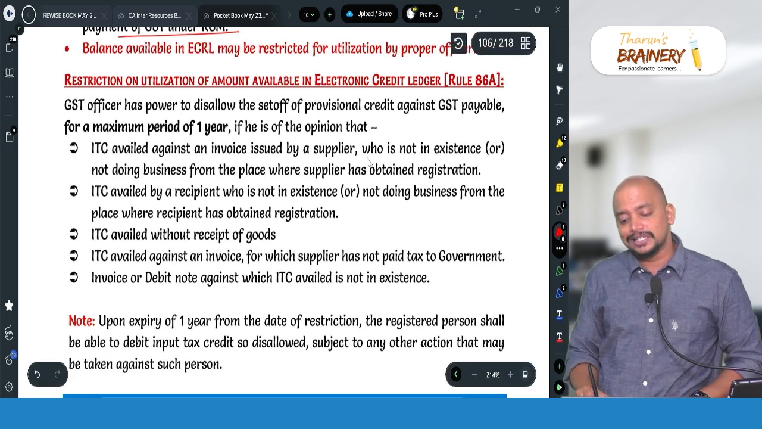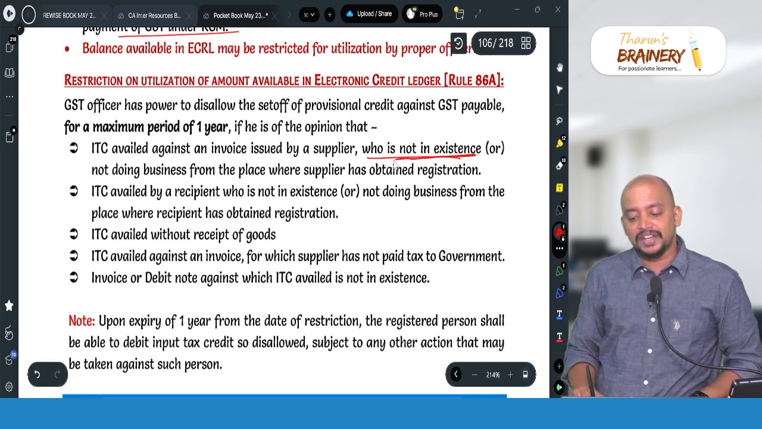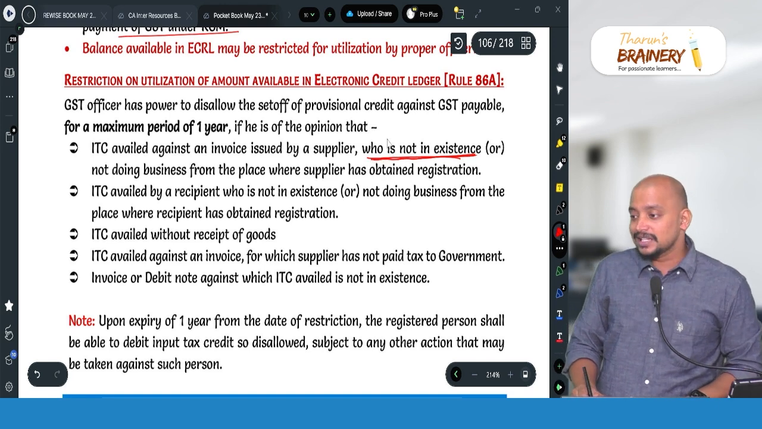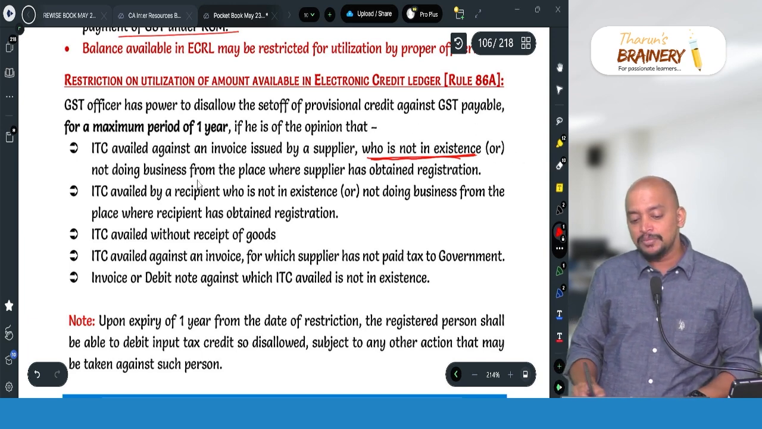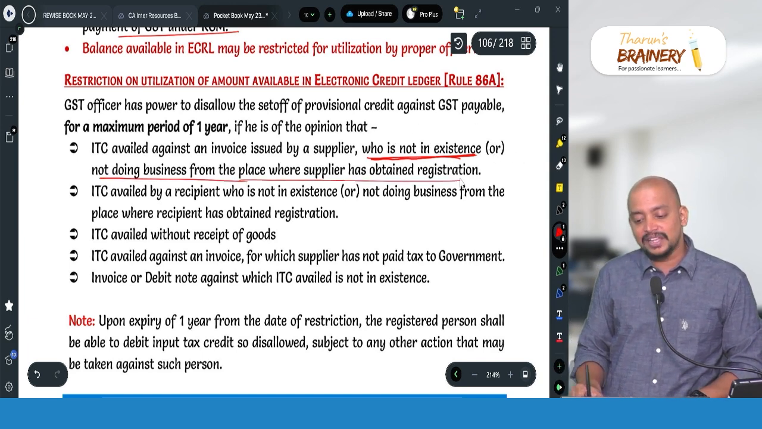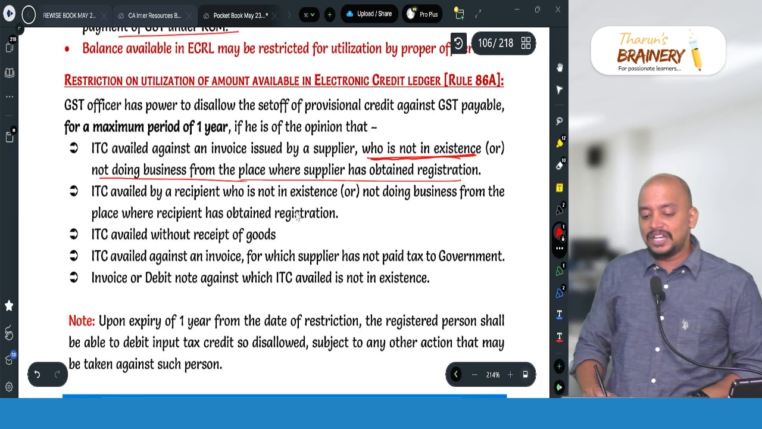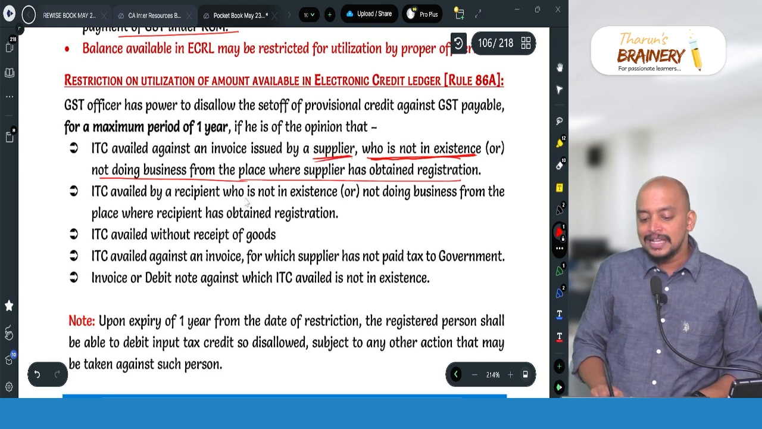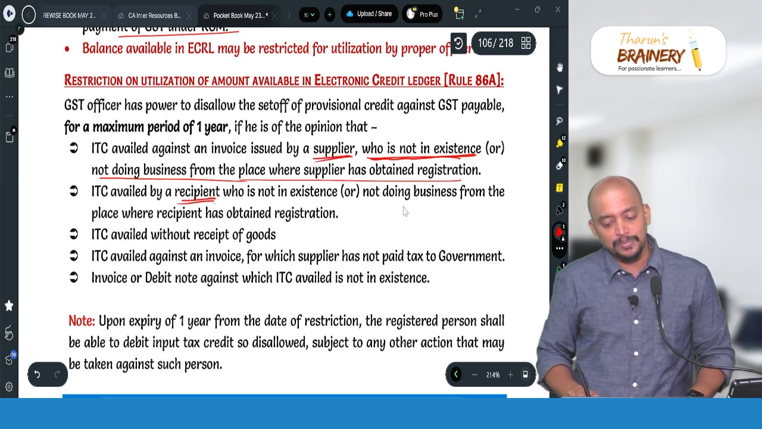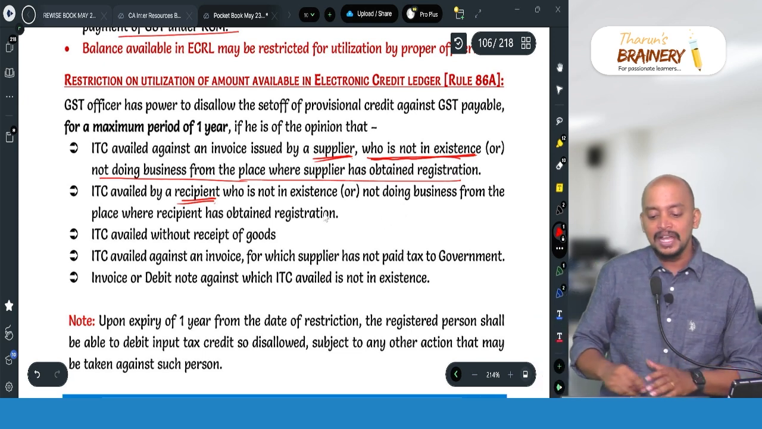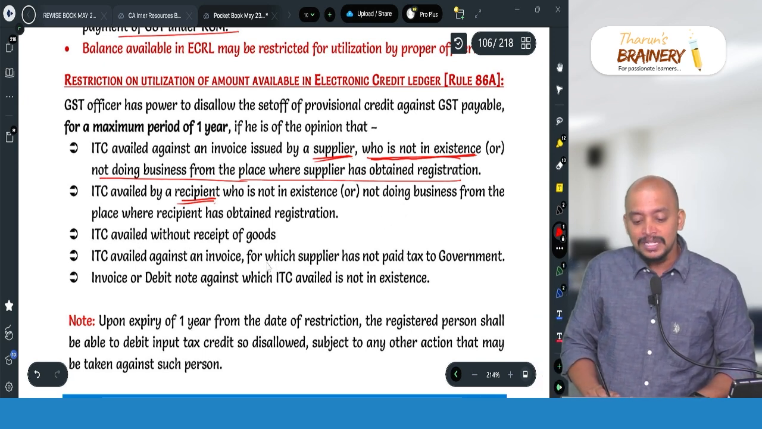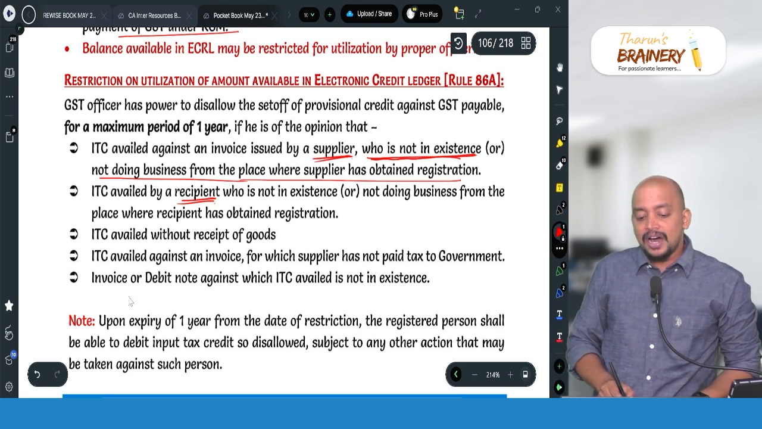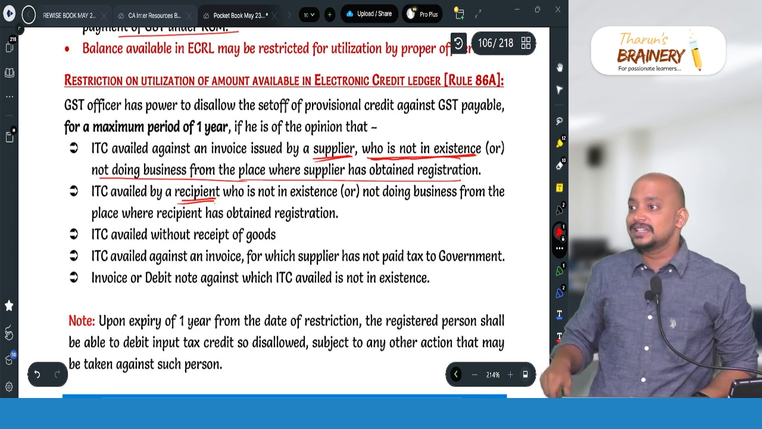What is the meaning of not in existence? Means department cannot identify him. That is the meaning. Not in existence means not that he is not there. So he is not in existence means department could not identify him, or not doing business from the place where they have obtained registration, or ITC availed by a recipient who is not in existence. So above point is supplier not in existence, here recipient not in existence or not doing business from the place where they have obtained registration. ITC availed without receipt of goods, ITC availed against invoice for which supplier has not paid tax to government, or invoice or debit note is not in existence. These are the 5 cases.